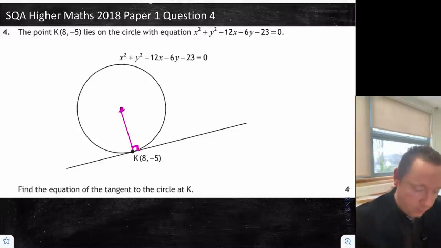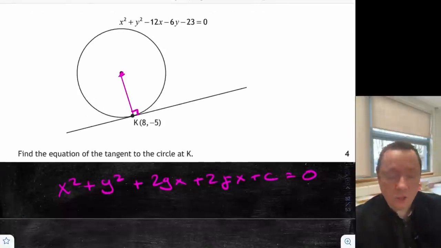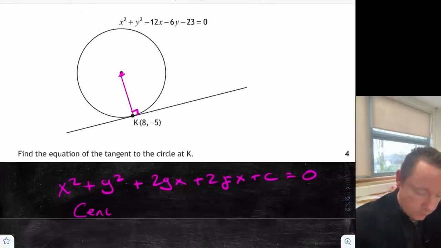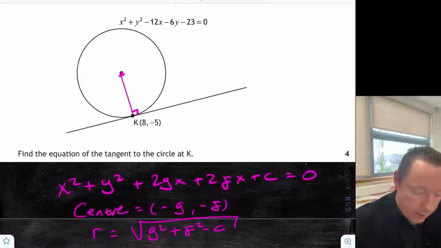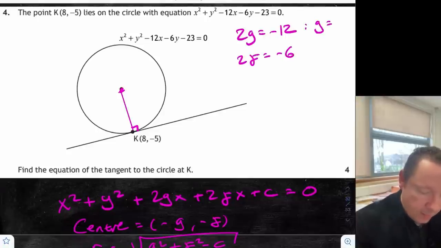So from the start of the exam paper, we are told that x squared plus y squared plus 2gx plus 2fy plus c equals 0 is the equation of a circle where the centre is (minus g, minus f), and the radius is the square root of g squared plus f squared minus c. So looking at our equation, the number in front of x, 2g, is minus 12, and the number in front of y, 2f, is minus 6. So that gives me g is minus 12 divided by 2, minus 6, and f is minus 6 divided by 2, minus 3. So our centre is simply (6, 3).